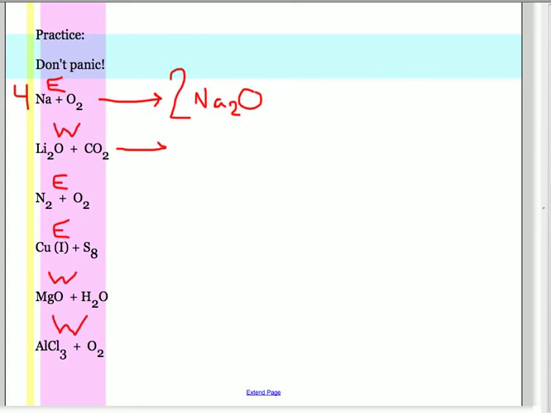Next one is a weirdo. You look at your trends. Metal, lithium is definitely a metal. Metal oxide plus CO2 gives us a metal, which is, our metal is lithium, carbonate. You gotta know what in the world is a carbonate. Carbonate is CO3. Balance your charges. Lithium is +1. Carbonate is -2. Predicted your product, which is awesome. Balance your equation, and this one's really nice because it's already balanced. So you don't even need any coefficients for this one. It's already done.